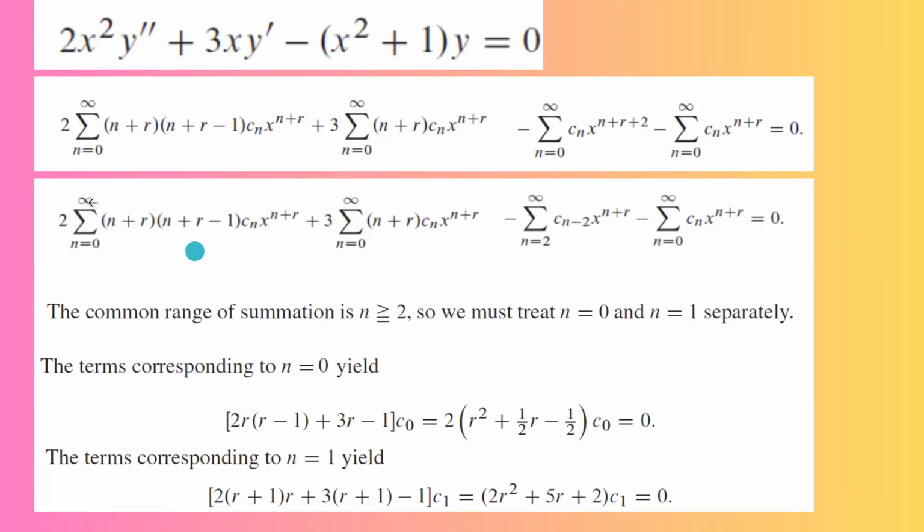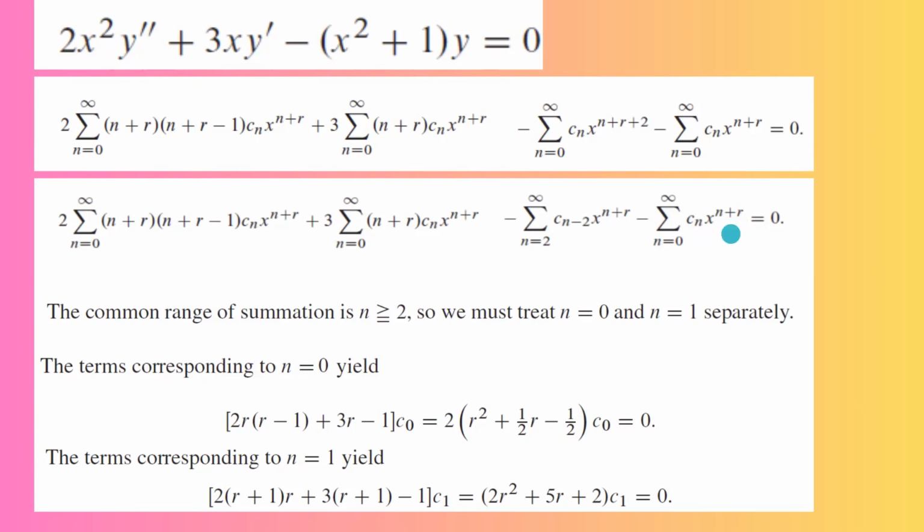What are you going to do? You're going to plug in 0, and you end up with 2 times 0 plus r, 0 plus r minus 1, c sub 0, x to the power 0 plus r. The same for this term. We don't have any issue here, so we're going to leave this as it is. But the last term, again, c sub 0, x to the power 0 plus r.